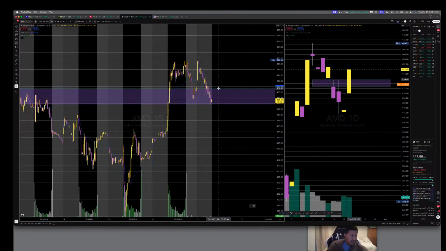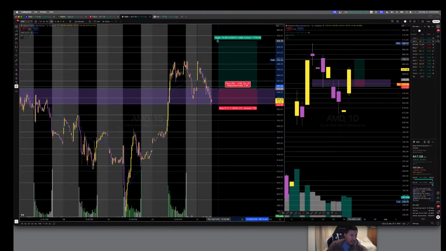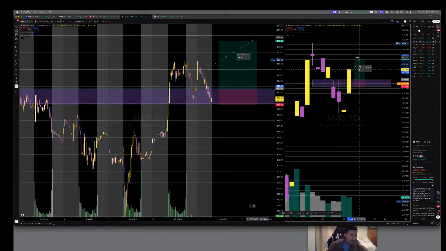But again, it's in the body. The stop range is huge. $5 to try to make 3 to 1 from there, which is not bad because 5% is all the way up here. Yeah, it's doable.